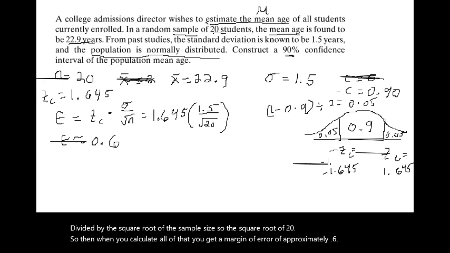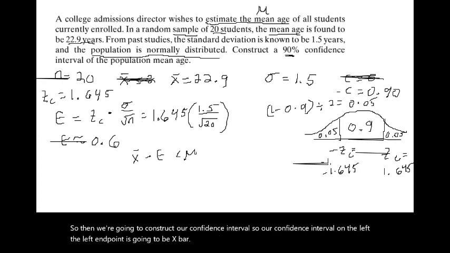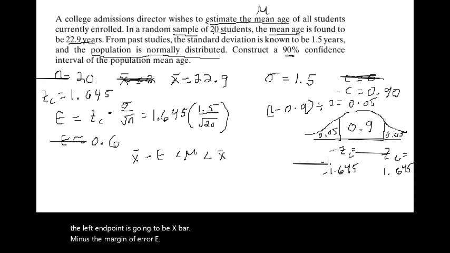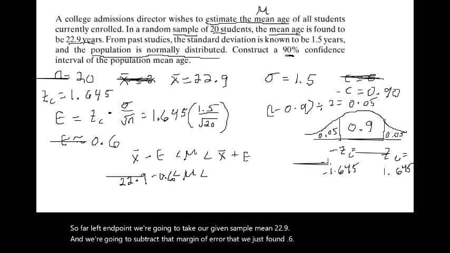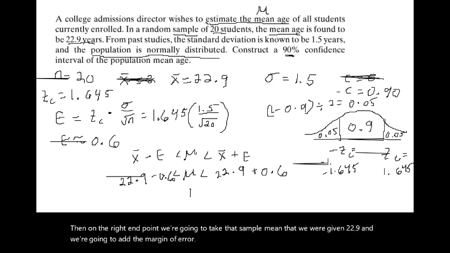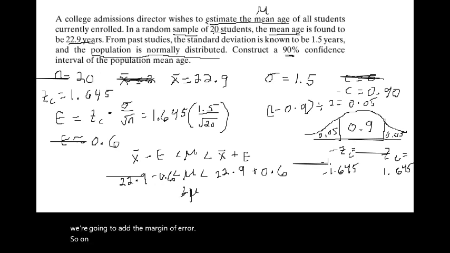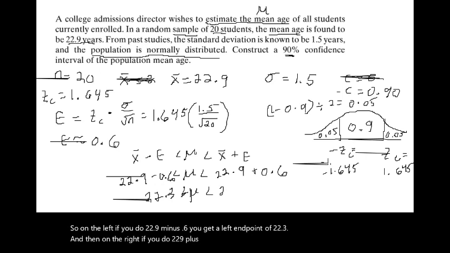So then we're going to construct our confidence interval. Our confidence interval on the left endpoint is going to be x bar minus the margin of error E, and on the right endpoint is going to be the sample mean x bar plus the margin of error E. So for our left endpoint, we're going to take our given sample mean, 22.9, and subtract the margin of error we just found, 0.6. On the right endpoint, we take the sample mean, 22.9, and add the margin of error, 0.6. On the left, 22.9 minus 0.6 gives a left endpoint of 22.3. And on the right, 22.9 plus 0.6 gives a right endpoint of 23.5.